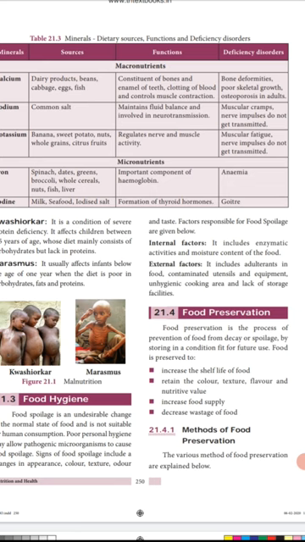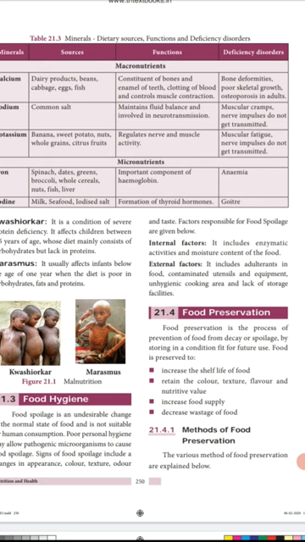So how do we preserve the food? This process is called food preservation. Food preservation is the prevention of food from decay or spoilage. The food is preserved to increase the shelf life of the food and retain the color, texture, flavor and nutritional value of the food, increase the food supply and decrease the wastage of food. So these are all the main advantages of food preservation.